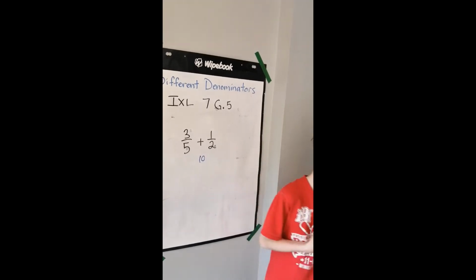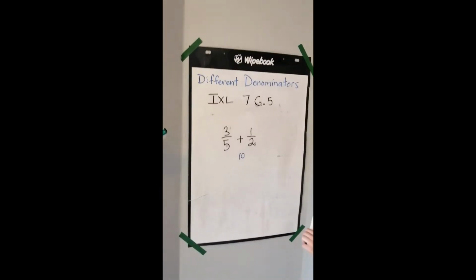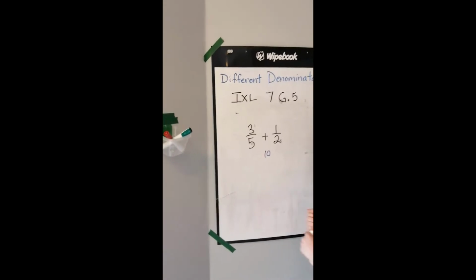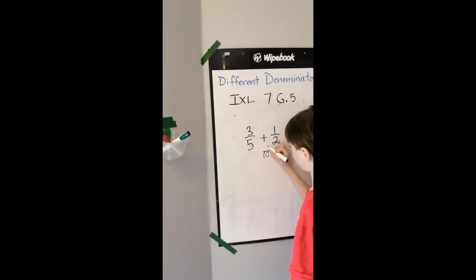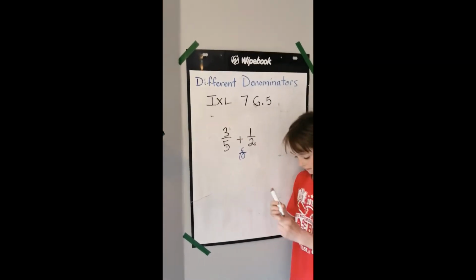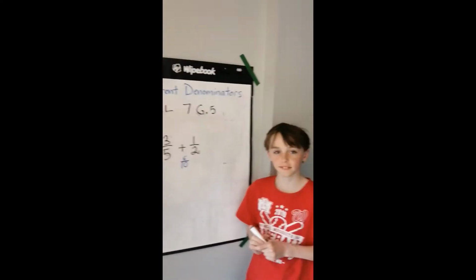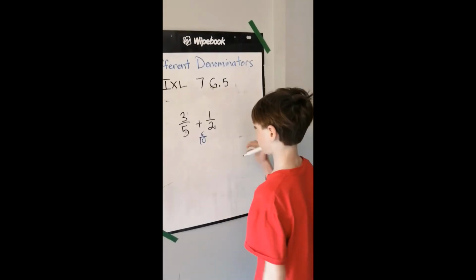Well, you need to turn 3/5 into tenths, right? Can you turn 3/5 into tenths for me? Yeah. Okay, what do you have? So you have 6 tenths. And now you need to turn 1/2 into tenths.